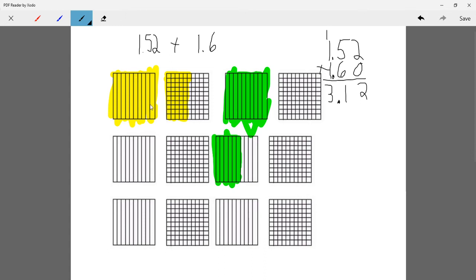Now if we were to be doing subtraction, it would be like, what is the difference between the green and yellow? Right, something along those lines. We could do the same thing but with subtraction.